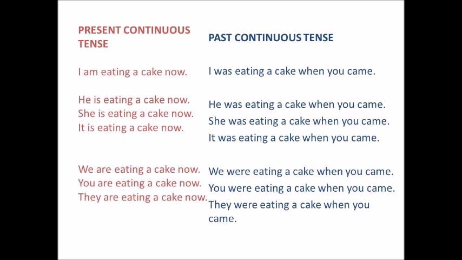Present continuous tense, I am eating a cake now. And past continuous tense, I was eating a cake when you came. He is eating a cake now. He was eating a cake when you came. She is eating. She was eating. We are eating. We were eating. You are eating, you were eating. They are eating, they were eating.